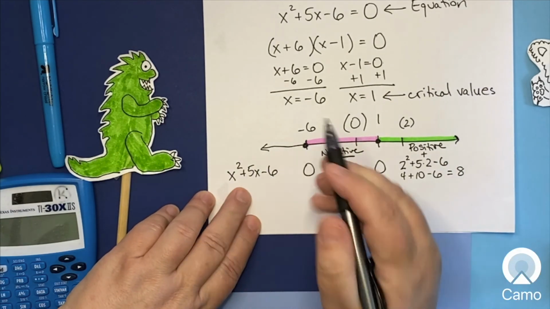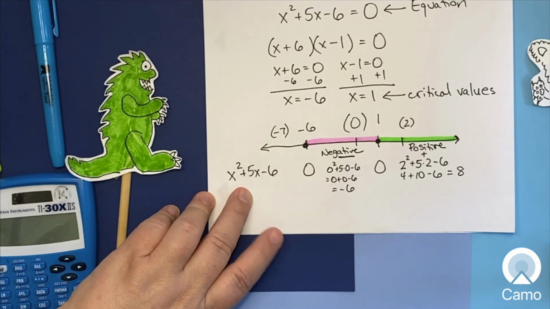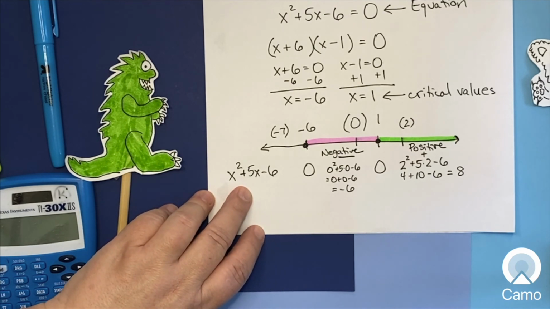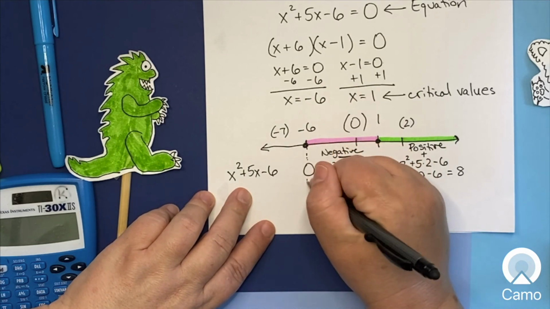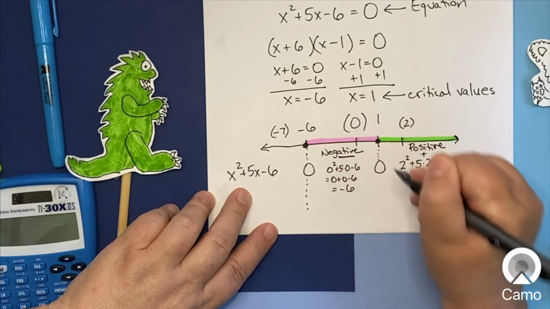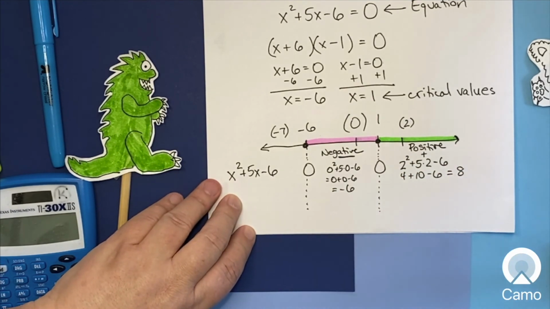Okay, so I'm going to pick a number. I'm not going to go too far. I'm going to pick -7. If you want to, you know, have fun, if you want to pick -1,000,000, pick -1,000,000. If you want to pick -100 or -10, go for it.